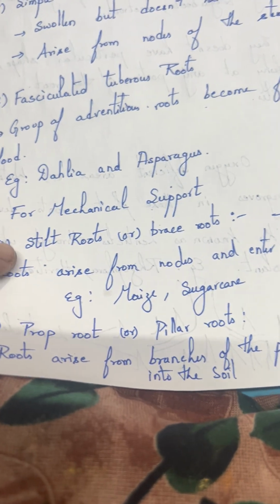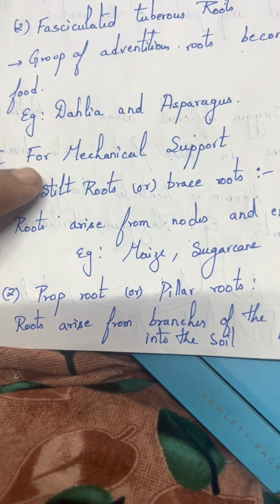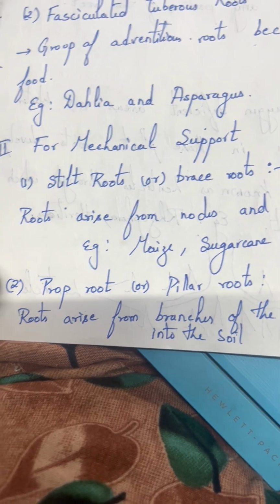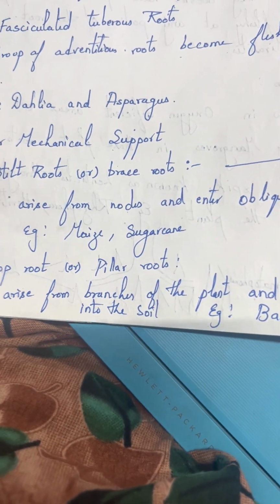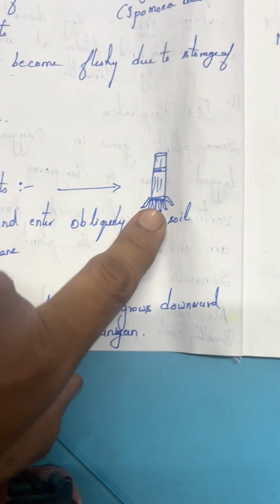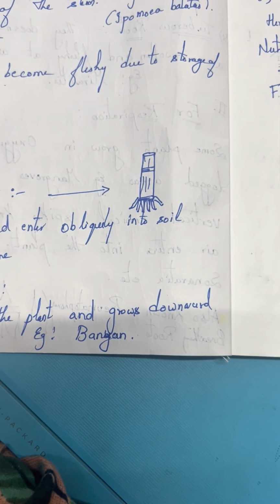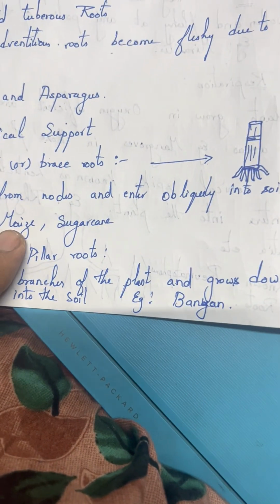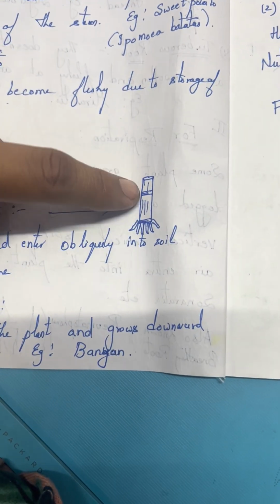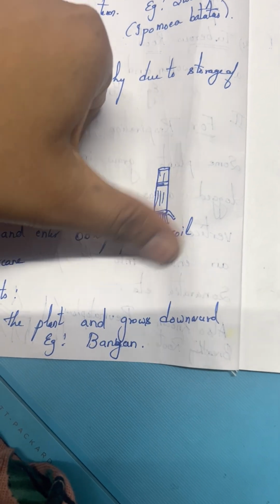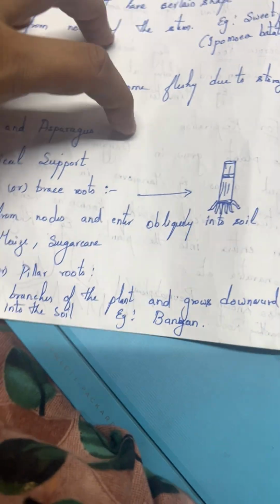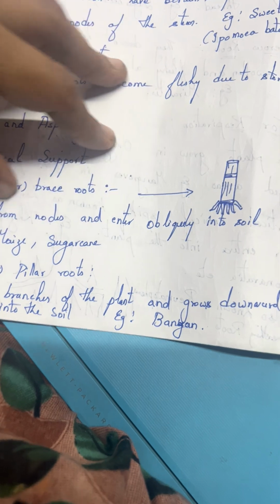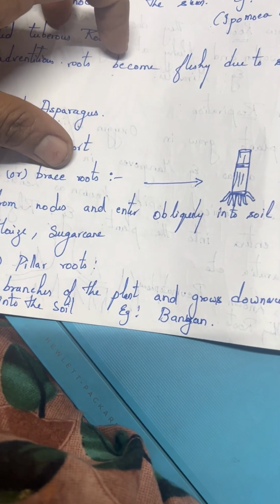Next category is mechanical support. Example types in that: the first one is stilt roots or brace roots. In the image you can see this. Examples are sugar cane and maize. Here, from the nodes or internodes, roots develop obliquely and form a grip into the soil. That is known as stilt roots or brace roots.